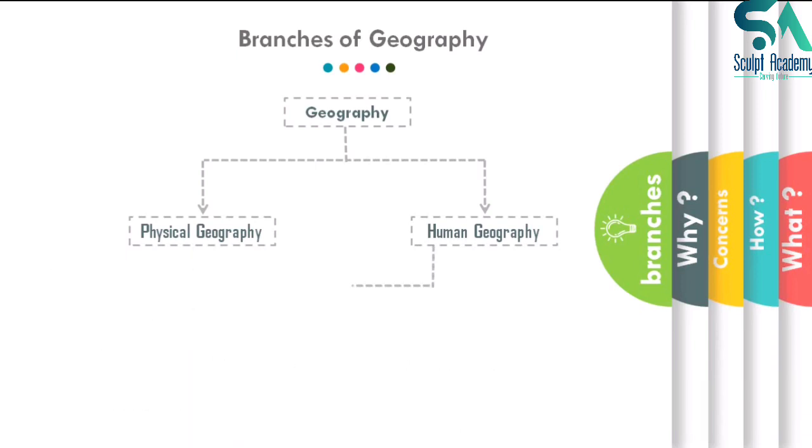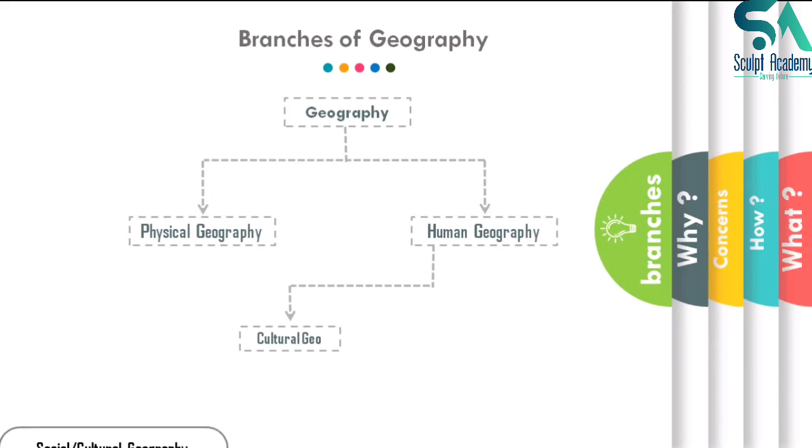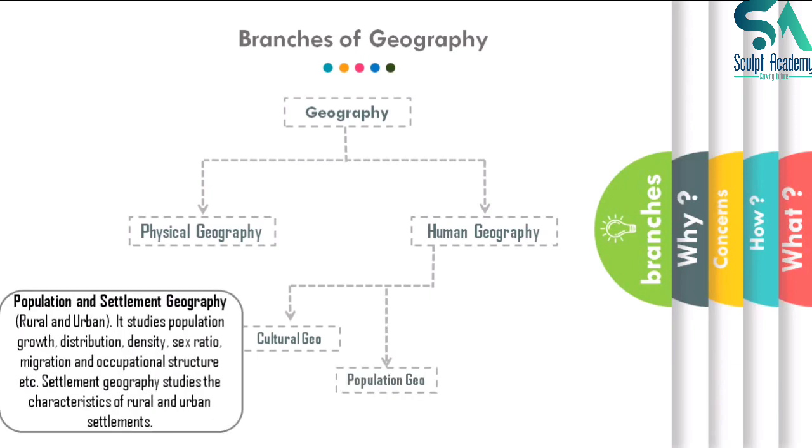Next is human geography. In human geography, the first branch is cultural geography. What does cultural geography mean? Social or cultural geography encompasses the study of society and its spatial dynamics as well as the cultural elements contributed by the society. Next is population geography.